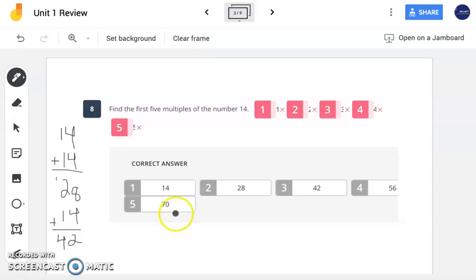Now you could continue on and do 70 plus 14 is 84, and you could continue, but notice the directions only ask for the first 5 multiples. So it's always very important that you read the directions so you know what you're answering and you're not doing maybe too much work or too little work.